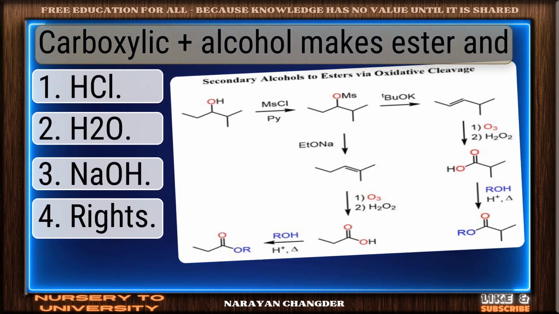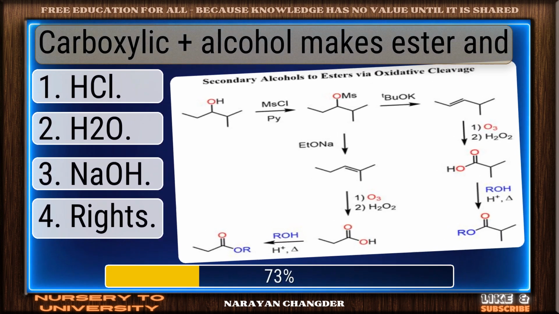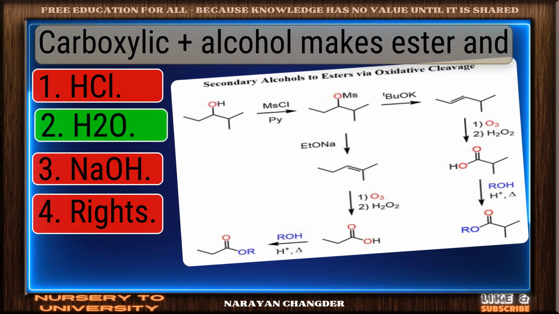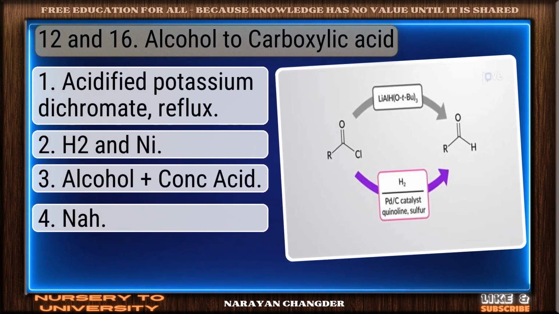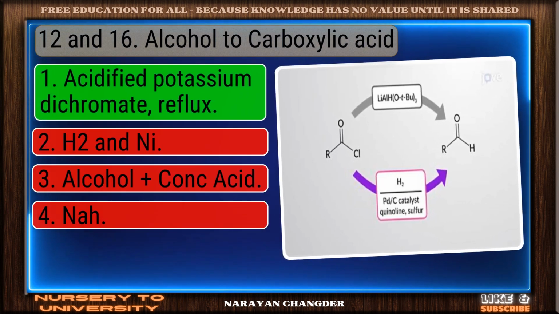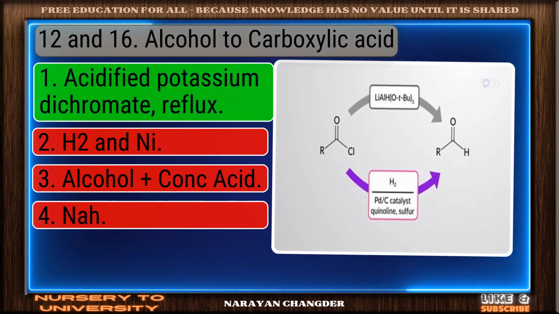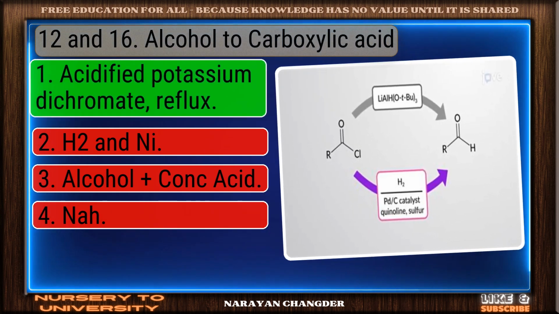Carboxylic acid plus alcohol makes ester and water. Nicely done. H2SO4 is a solid answer. Questions 12 and 16, alcohol to carboxylic acid. Strong choice. Acidified potassium dichromate, reflux, is the right answer.